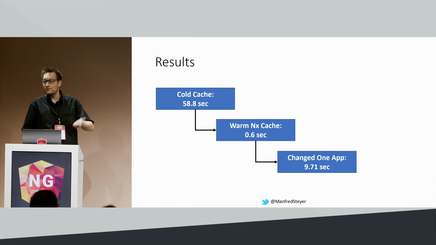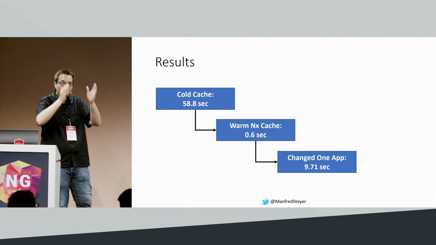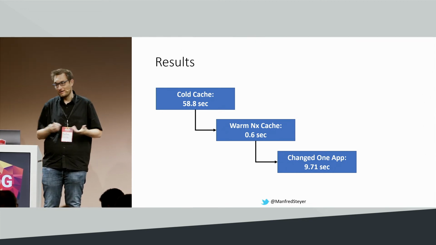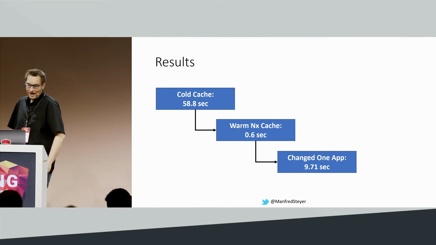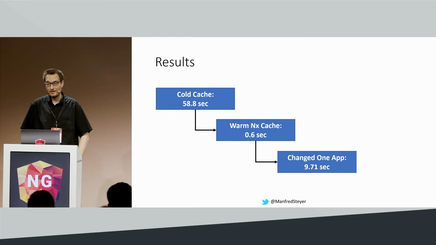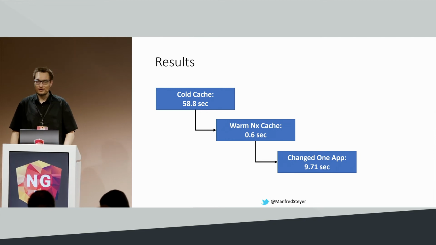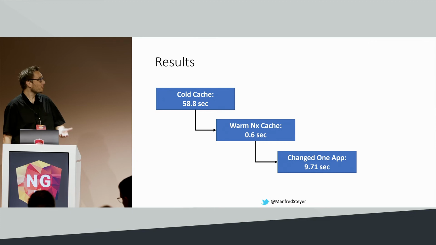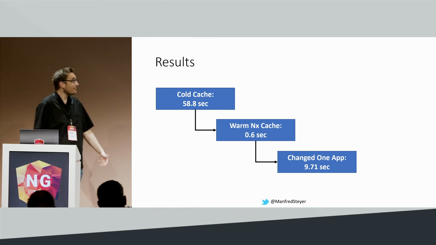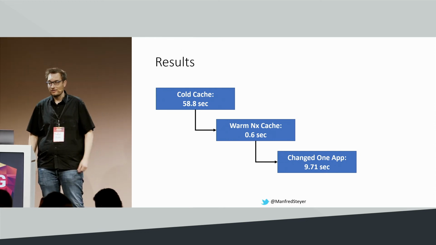Here I just changed one of the applications. One of my vertical slices, one of my, let's call it micro frontends, and so just this one application was recompiled. It took me about 10 seconds, give or take, on my machine, which is quite a difference. The remaining parts have been taken out of the cache, so it was quite fast.